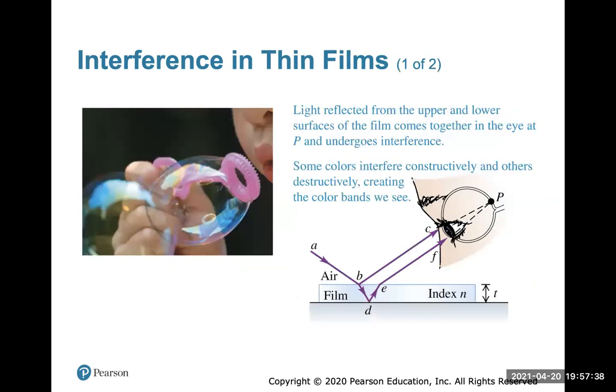All right. From air to soap, that's low to high index. We will get a phase shift from that reflection at point B. The boundary between soap and the inner air, that's high to low. There won't be a phase shift there.